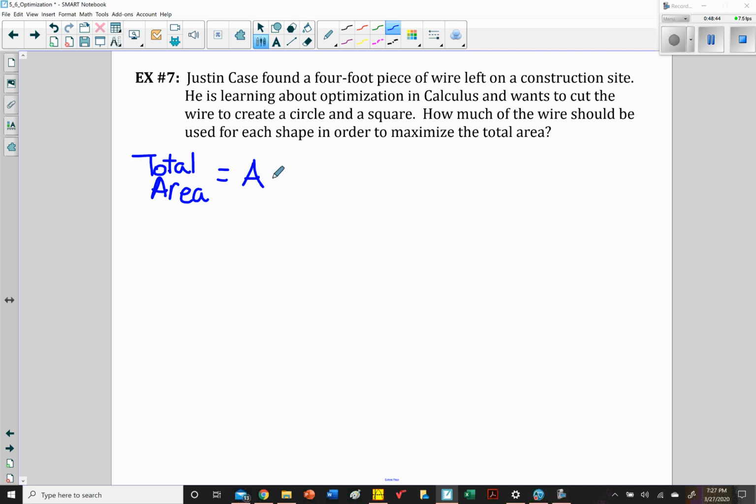So the total area is the area of the circle and the area of the square. And we know the circle area is pi r squared. We know the circumference is 2 pi r.